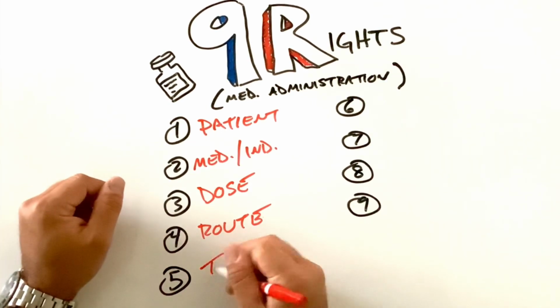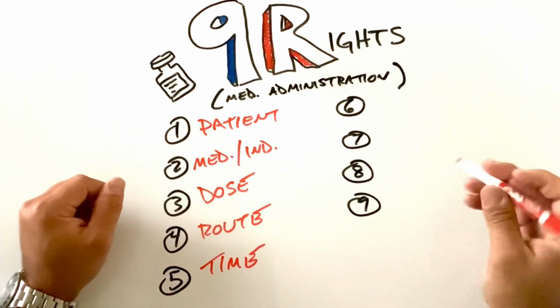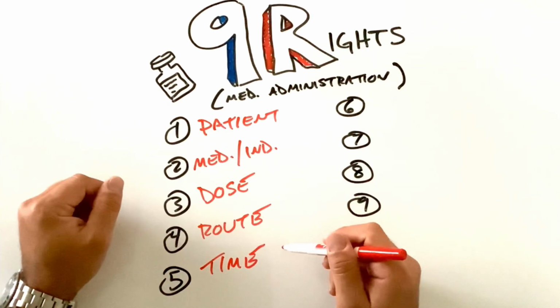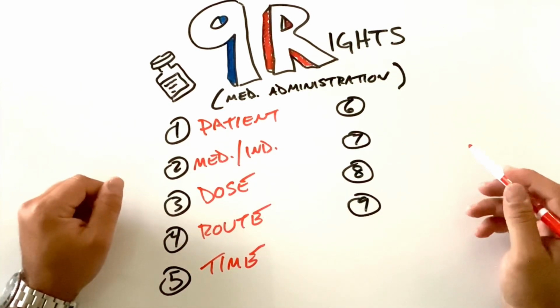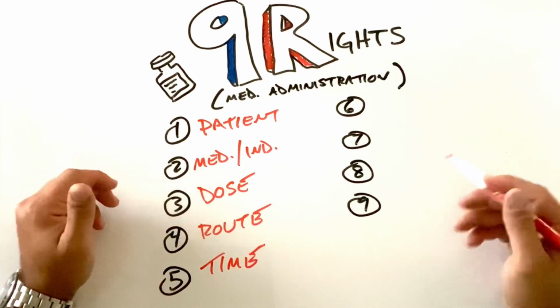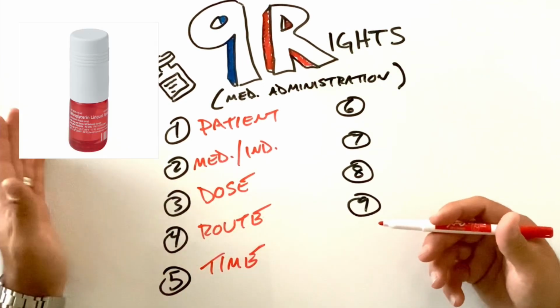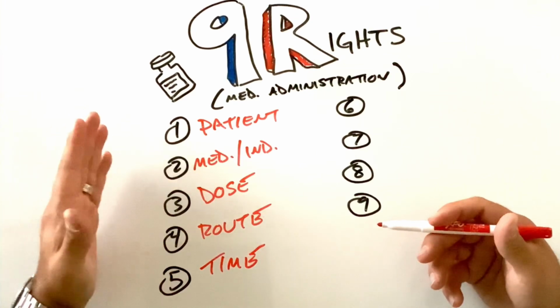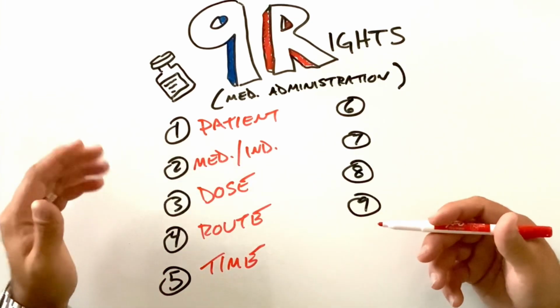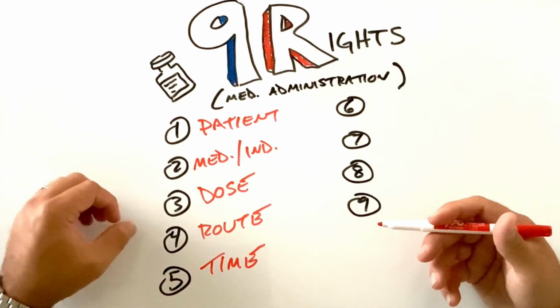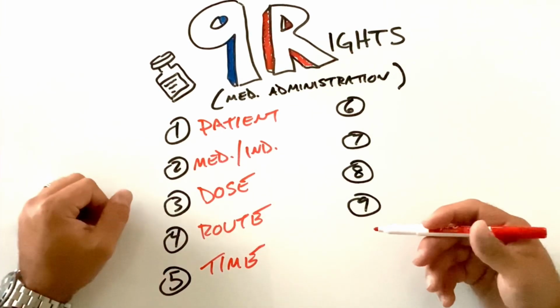Number 5 is the right time. Kind of similar to the route as far as speed goes, we also want the right time because there's a frequency to maintain a therapeutic level. Like if we're giving nitroglycerin, is this the right time to give it? Because we know we give it every 3 to 5 minutes for anginal equivalents, or we're trying to vasodilate, so we're going to make sure we're giving the right medication at the right time for that patient.